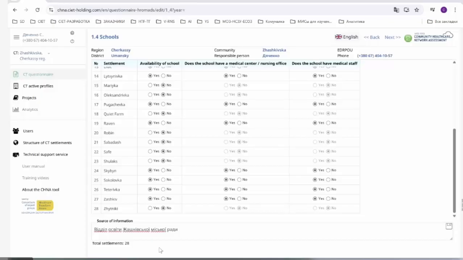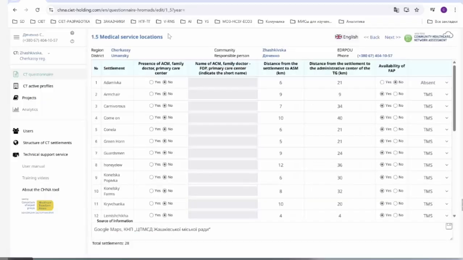Sorry, so this information is from the government of the city. Yes. Mm-hmm. The next.